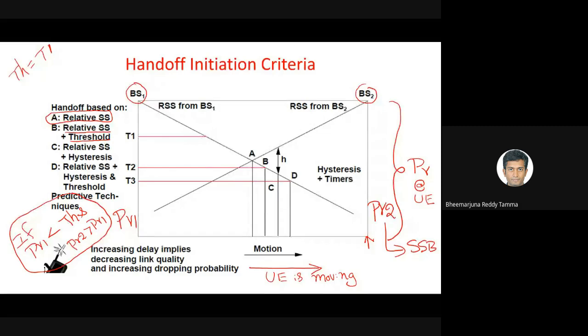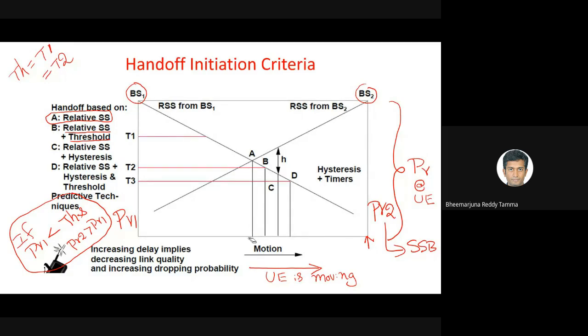Okay, so let's take the other case where my threshold is not T1, my threshold is T2, and the user is here. Does it lead to handover? No. So does it lead to handover or not? No, sir. Because the condition that is related to the threshold has not been met, right?